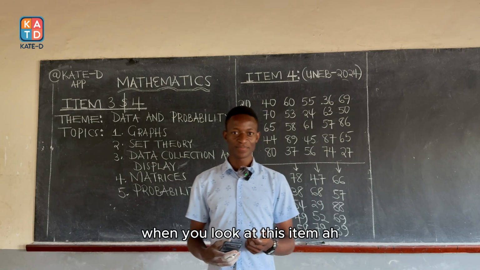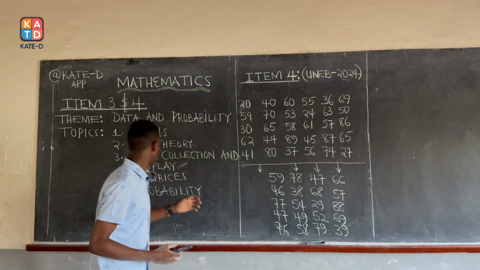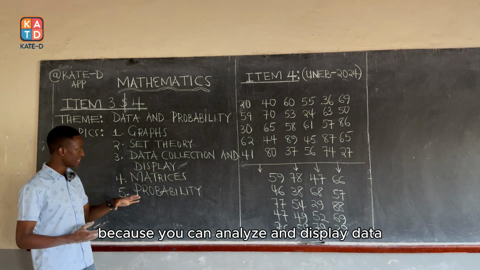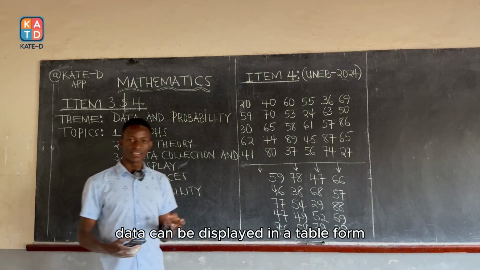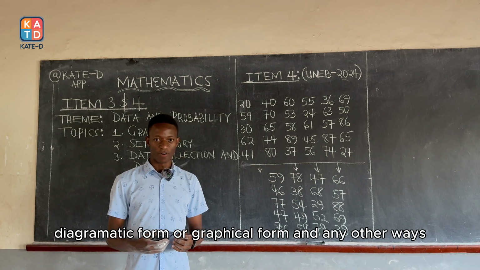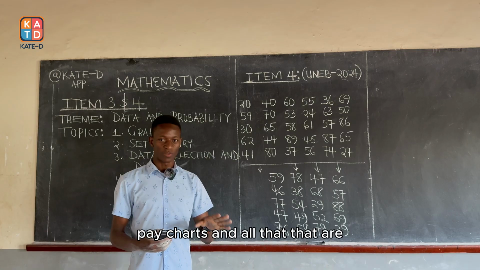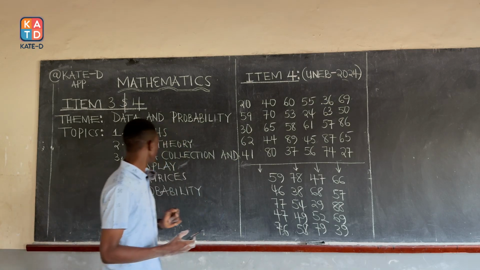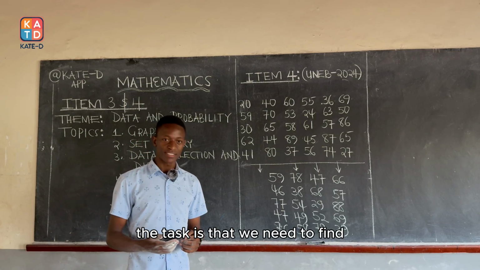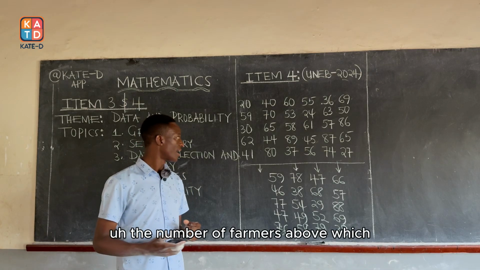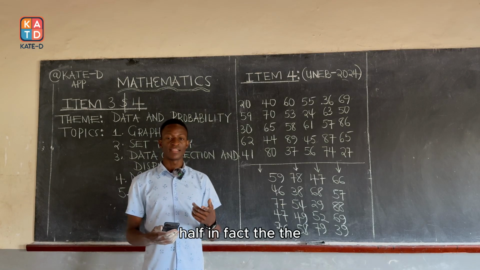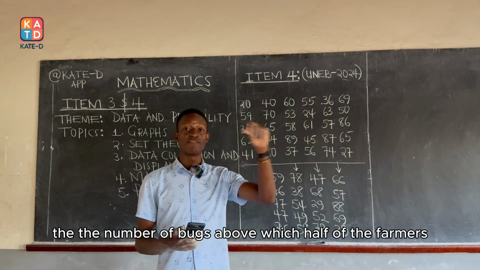This item requires us to display the collected data, because you can analyze and display data. Data can be displayed in tabular form, diagrammatic form, or graphical form, and any other ways, pie charts and all that. Data can be displayed in so many ways. But the one way we have here depends on what task has been given to us. The task is that we need to find the number of bags above which half of the farmers.